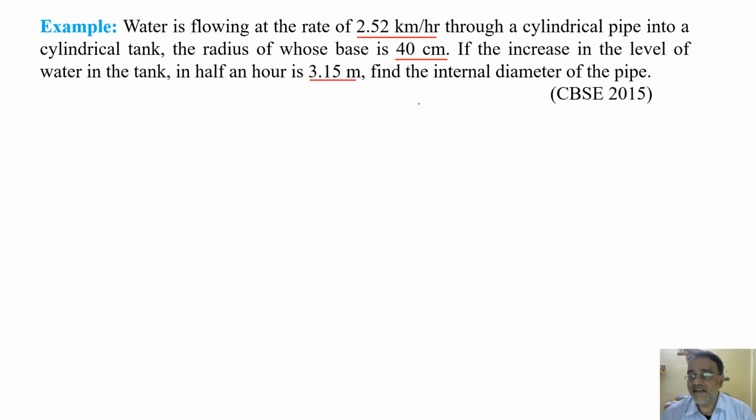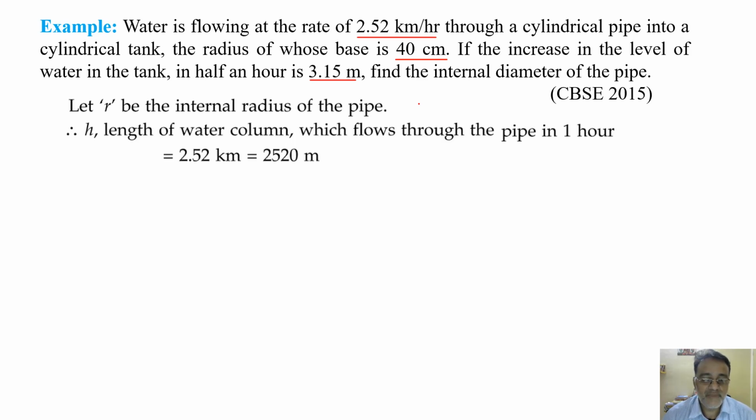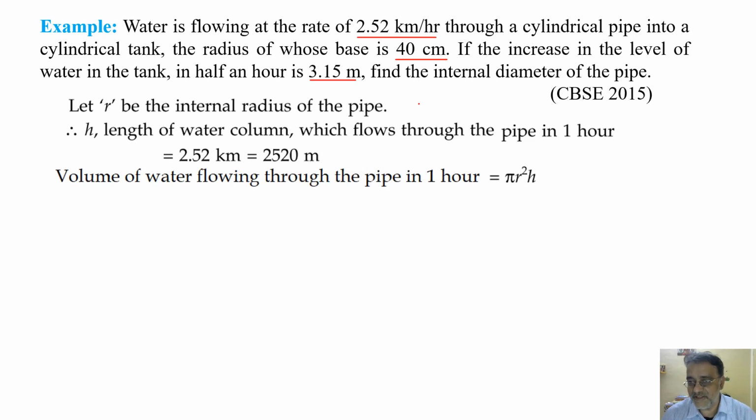So let R be the internal radius of the pipe, and H be the length of the water column which flows through the pipe in 1 hour, that is 2.52 kilometer. So 2520 meter हो जाएगा, ठीक है. So volume of water flows through the pipe in 1 hour is equals to, it is in the shape of cylinder, so pi r square h. We will not substitute the value of pi, और r square निकालना है, तो pi r square into 2520 meter cube.